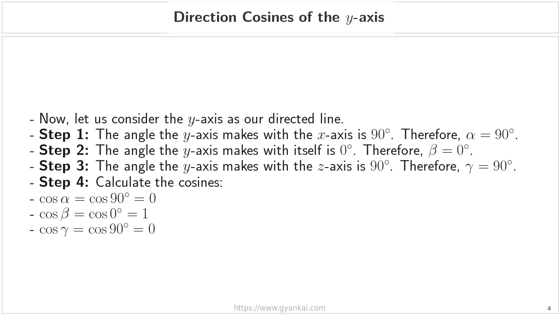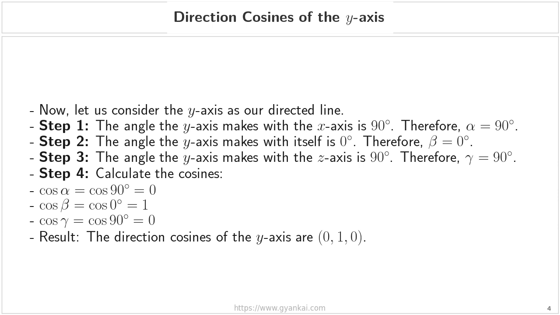Now, for step 4, we perform the actual calculation by taking the cosines of these angles. First, the cosine of alpha, which is the cosine of 90 degrees, equals 0. Next, the cosine of beta, which is the cosine of 0 degrees, equals 1. And finally, the cosine of gamma, which is the cosine of 90 degrees, equals 0. As a result, we can conclude that the direction cosines of the y-axis are 0, 1, 0.